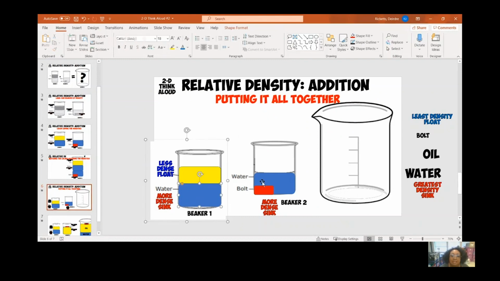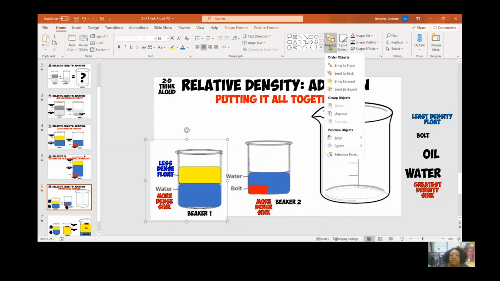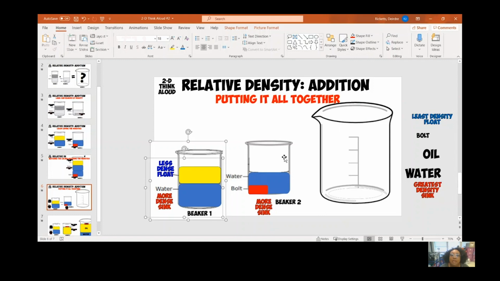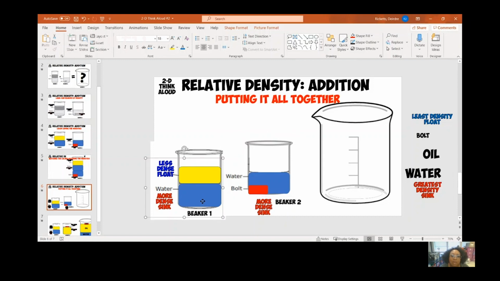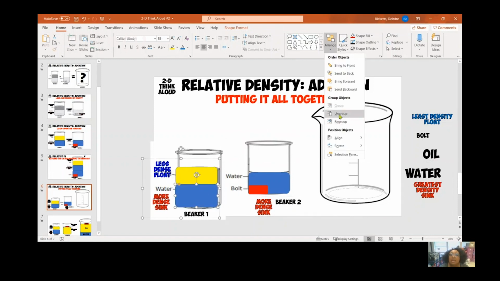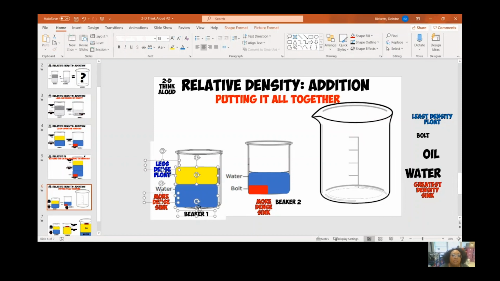I'm going to take it. Let me see if it's all together. I'm going to take my blue and let me ungroup it. Let me ungroup everything so it works and I can move it around easier. I'm going to take my water. Thought I ungrouped it. Let's try it again. I'm going to ungroup it. Good. I'm going to take my water over here in my little beaker and put it in my big beaker.